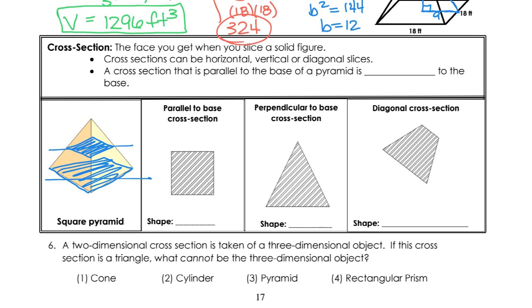And therefore, that cross section that's parallel to the base of my pyramid will be similar because it's not the same size to the base, but it'll be the same shape. So for instance, this would be a smaller version of what is on the bottom of my square pyramid here. And therefore, that would also be a square. Since this is a square pyramid, it would just be a smaller square.